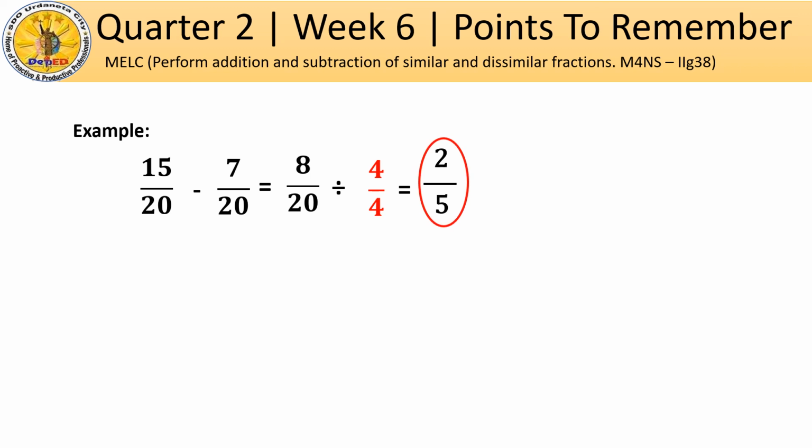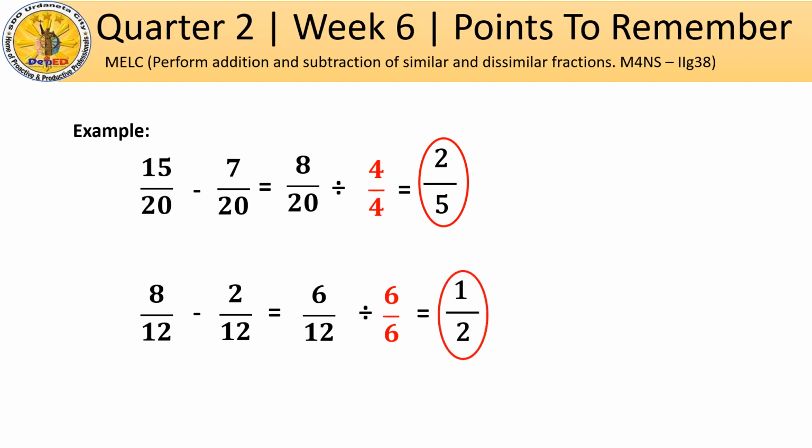Let's try another example. 8 over 12 minus 2 over 12. 8 minus 2 is 6, then copy the denominator 12, so 6 over 12. We need to reduce 6 over 12 to lowest terms, so the GCF of 6 over 12 is 6. 6 divided by 6 is 1. 12 divided by 6 is 2, so the final answer is 1 half.